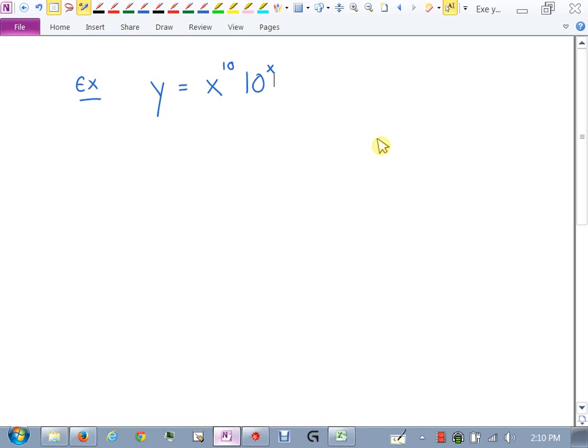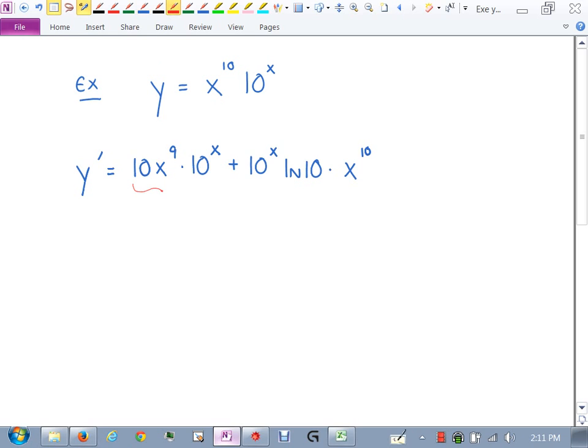That looks weird, right? x to the 10th, 10 to the x. Find y prime. What do you get? 10x to the 9th times 10 to the x plus 10 to the x natural log 10 times x to the 10th.